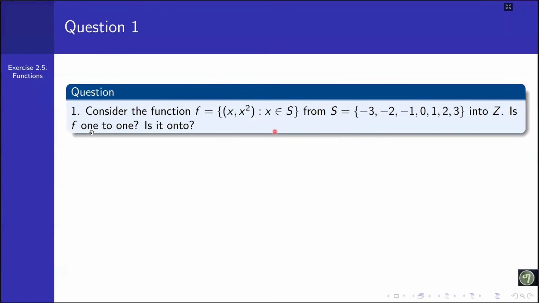The first question is this one, that is, consider the function f is equal to the set containing x squared when x is an element of S and S is with this element is into Z. That is, the function is from S into Z. Then after we are given this information, what we are asked here is just to justify whether this function which is defined from S into Z is one-to-one and onto.